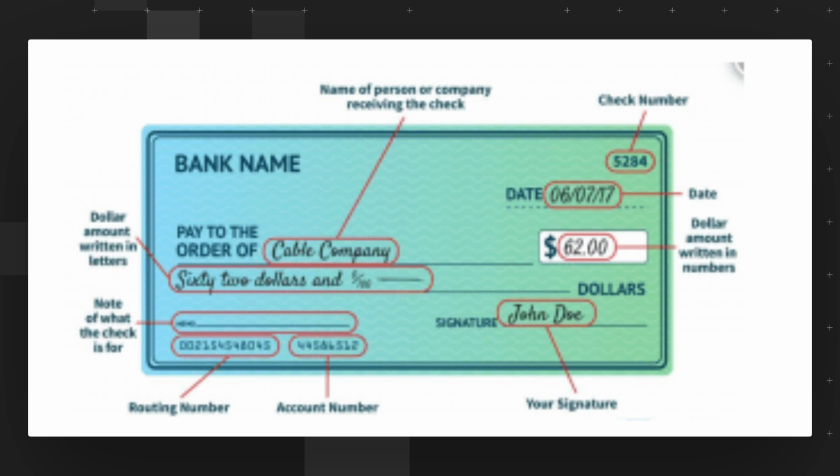We would put $62.05, $62.15. It looks like it's just going to be 62. No problem there. Okay. Now I've seen a lot of people ask about routing and account number.